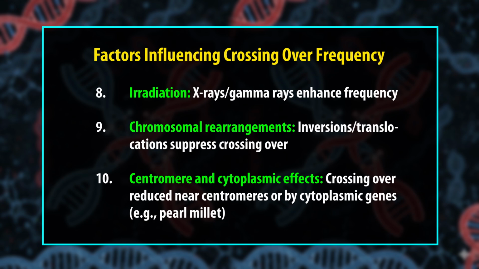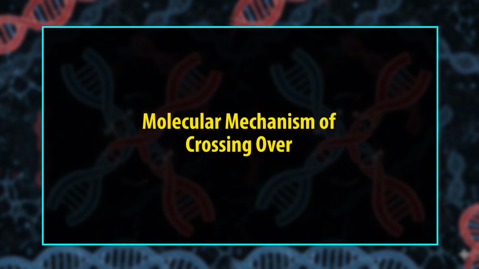Centromere and cytoplasmic effects: crossing over is reduced near centromeres or by cytoplasmic genes, for example in pearl millet. Moving on to the molecular mechanism of crossing over. There are two important theories for the possible explanation of the molecular mechanism of crossing over.